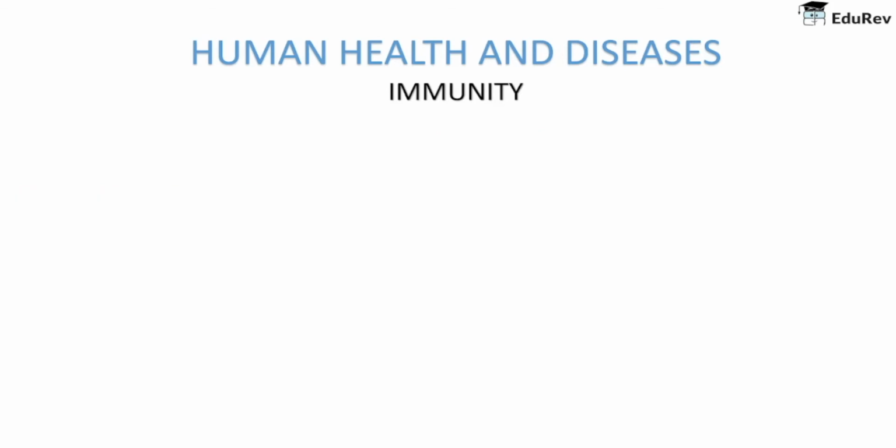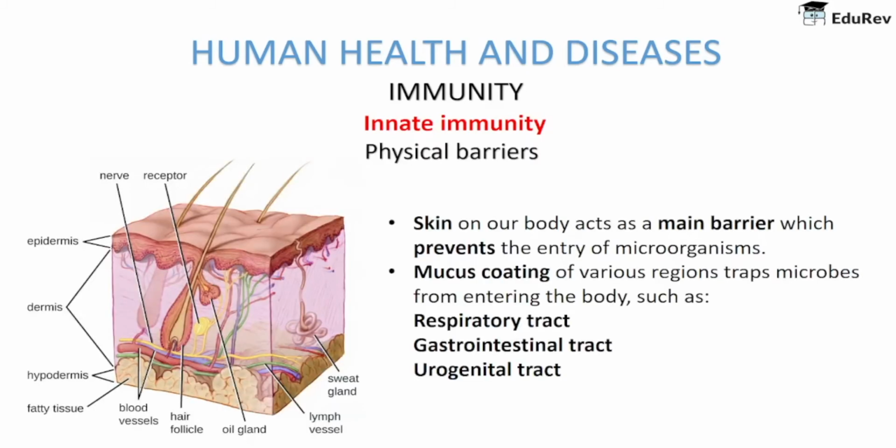In innate immunity, we will first decode the topic physical barriers. So skin on our body acts as the main barrier which prevents the entry of microorganisms or the infectious agents inside our body. The mucus coating present on the various regions helps trap these microbes that enter inside our body, such as the mucus coatings which are present on the respiratory tract, gastrointestinal tract, and urogenital tract.